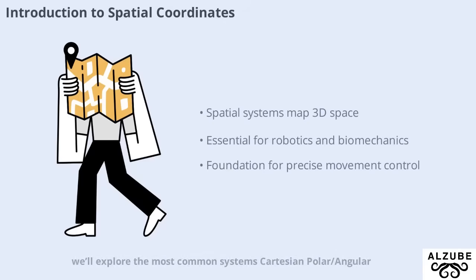In this video, we'll explore the most common systems: Cartesian, polar, angular, and special reference systems used in robotics and rehabilitation. By the end, you'll see how these frameworks help us map, measure, and control movement with accuracy and clarity. Let's get started by looking at the basics of the Cartesian coordinate system.